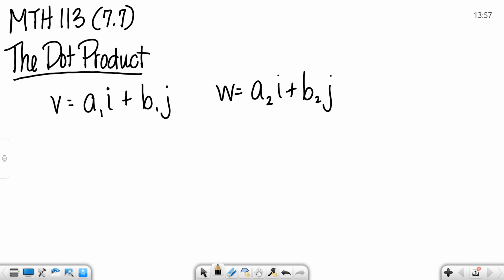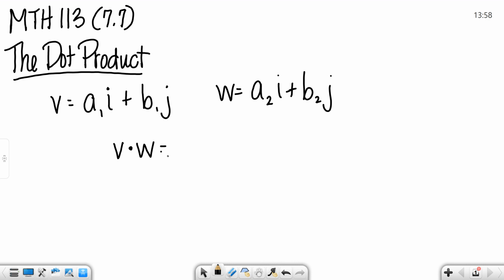So the dot product looks like that. It looks like you're just saying V times W. But that's not entirely true, because if we were going to do V times W the way that these look, we would have to do FOIL, do all that distributing. But that's not what the dot product is.